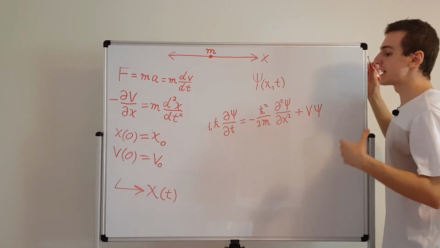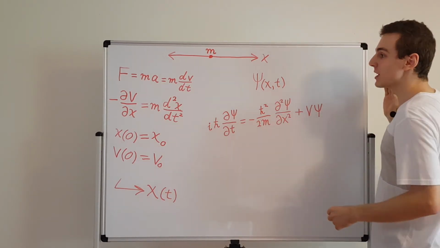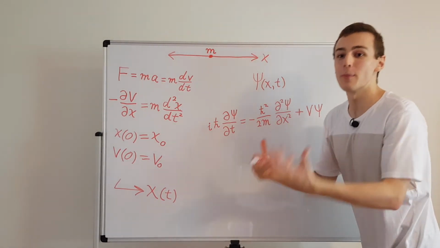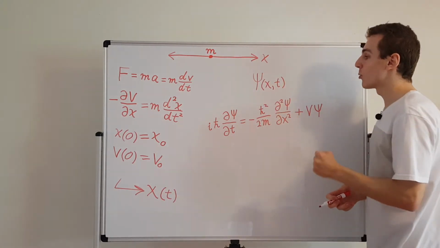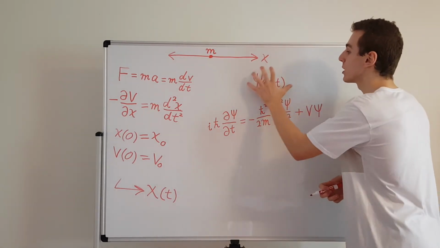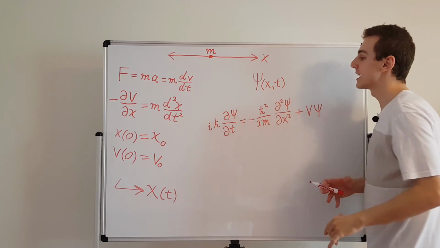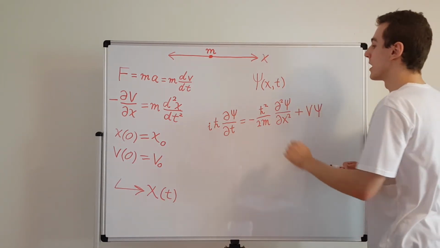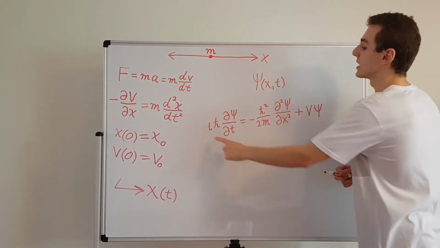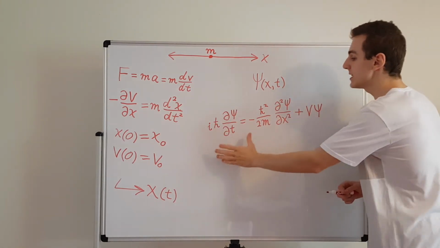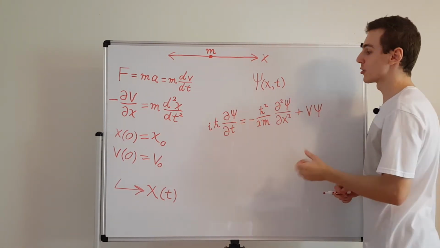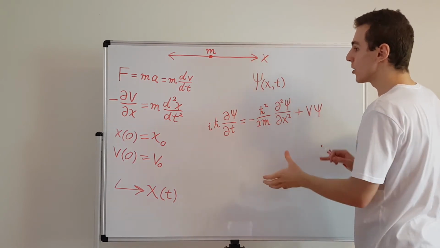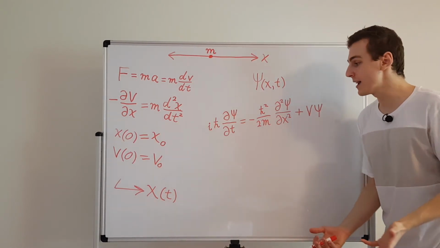We can't actually get a trajectory for the particle because we don't know what the particle is doing until we measure it, but we can take all the information that we know about the particle and put it into this. This wave function contains everything that we can possibly measure. So this guy, we're going to find him by solving all of this. And this is the time-dependent Schrödinger equation.